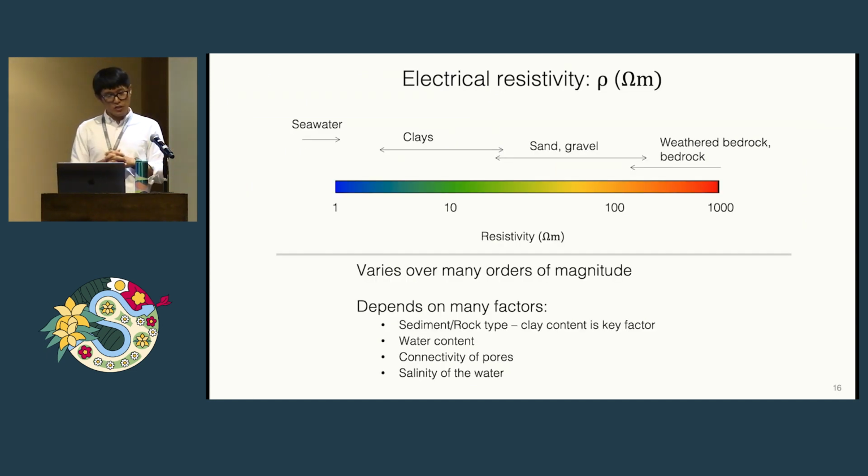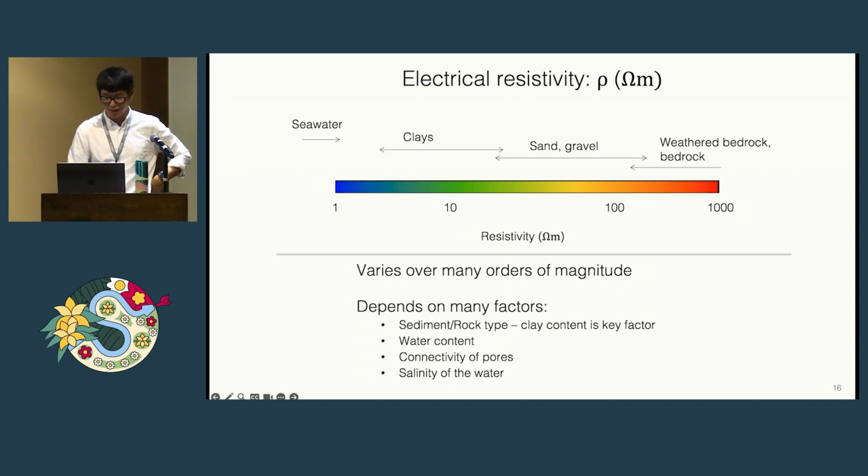And what we're imaging is the electrical resistivity, but what we want to see is the hydrogeology, like the sediment types. What is the grain size of the materials, and is it permeable or not? So it's really important to understand the relationship between resistivity and the hydrogeology.